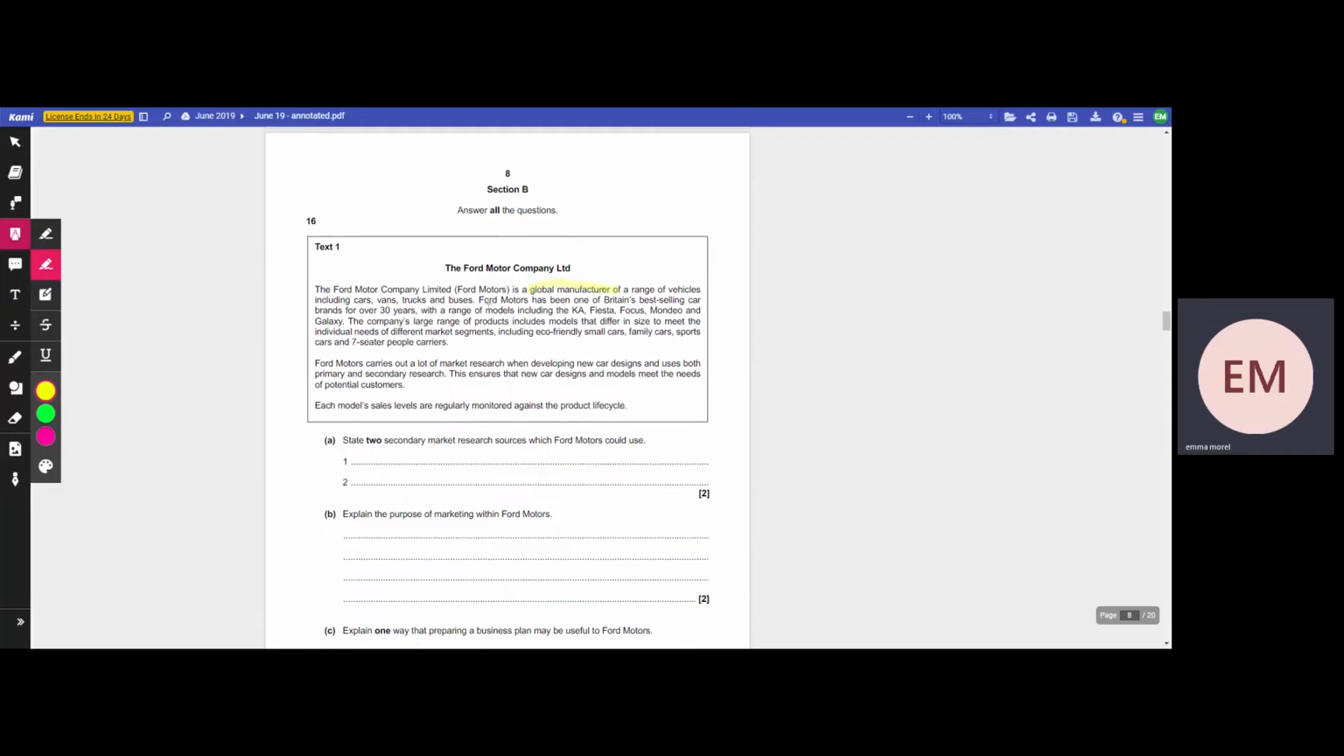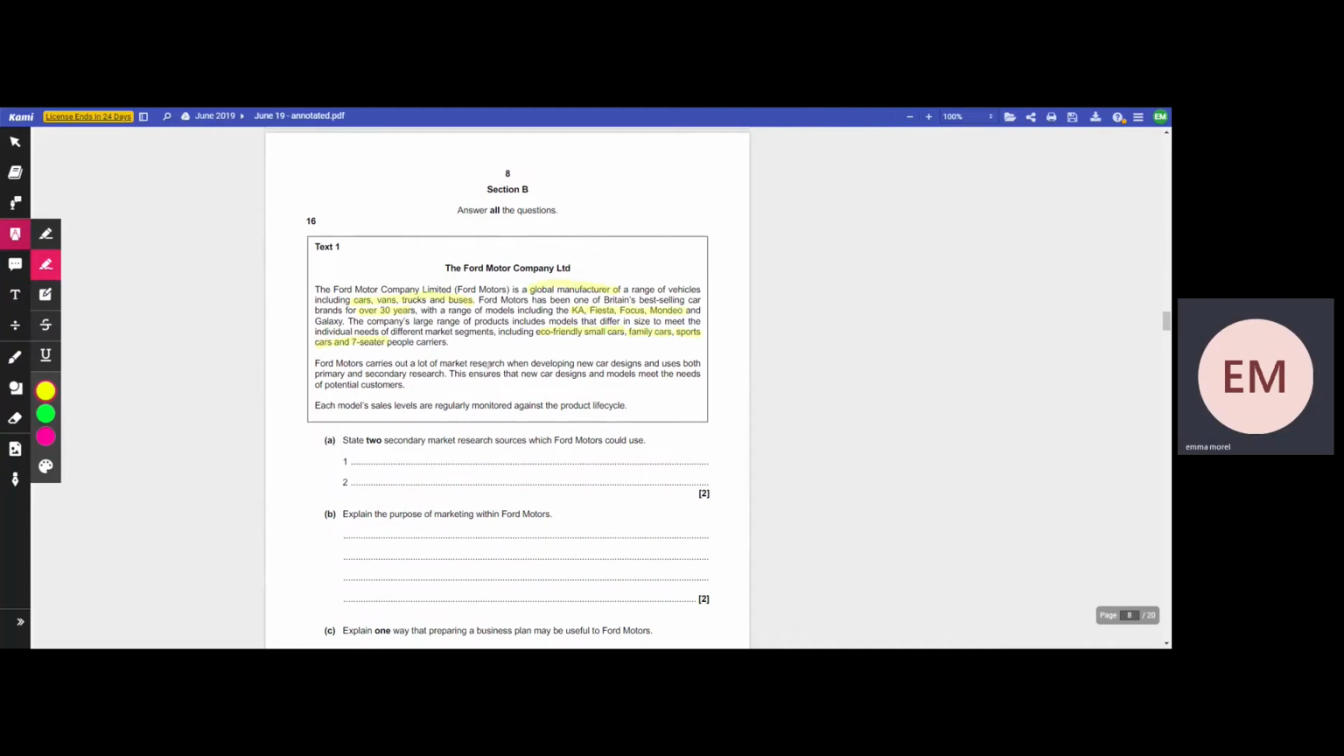Range of vehicles, cars, trucks, vans and buses, so they'd be good words to use as well. Ford Motors has been one of the best-selling car brands for over 30 years. Range of models, and we've got some model names here as well. Company's large range of products includes models that differ in size to meet the individual needs of different market segments. So we've got eco-friendly small cars, family cars, sports cars, 7-seater.